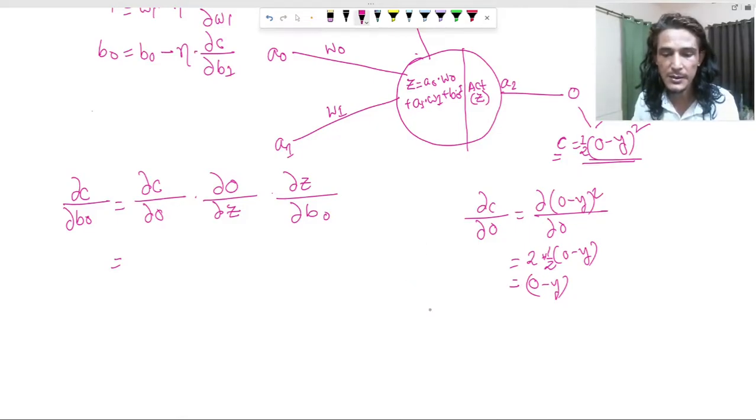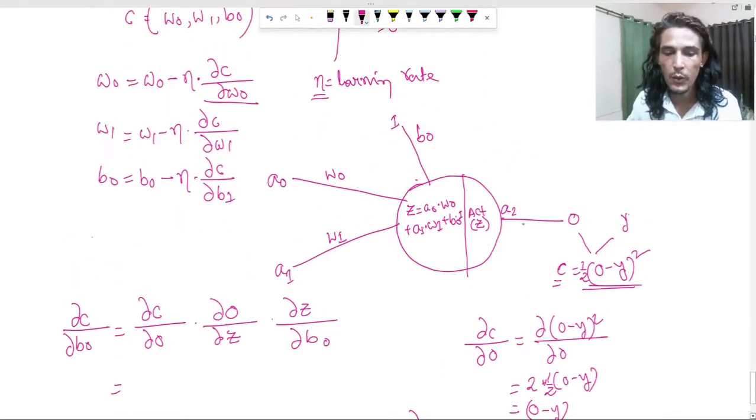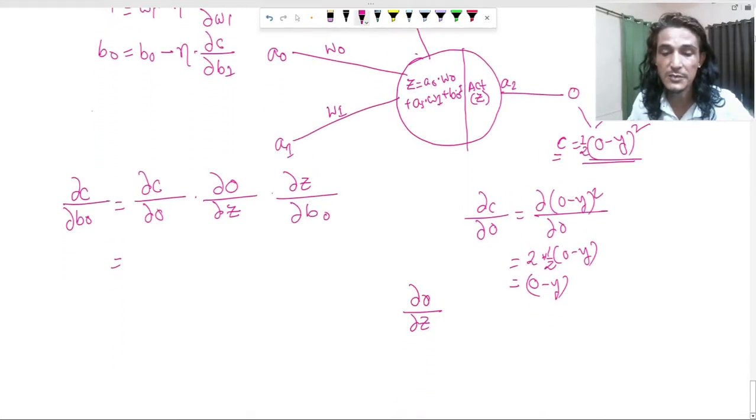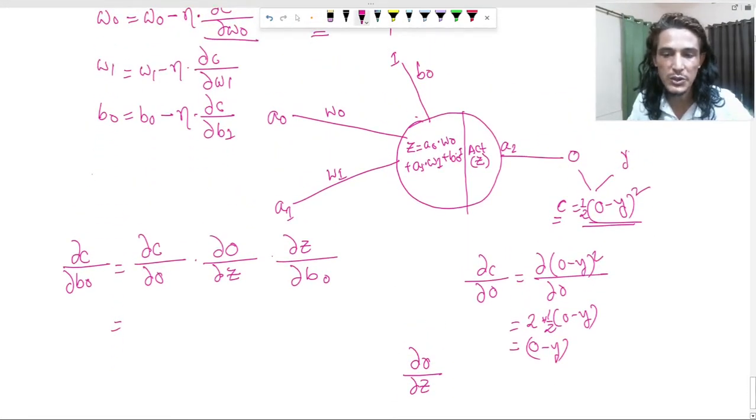Now again, similarly, you can write what is the rate of change of the cost function with respect to Z. That is the question now. What is the rate of change of this O? How much does this O change if I do a small change in this Z?